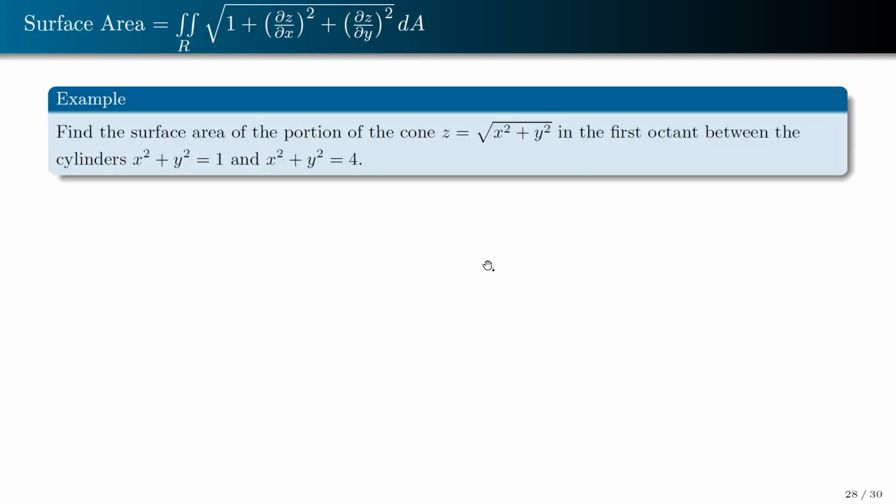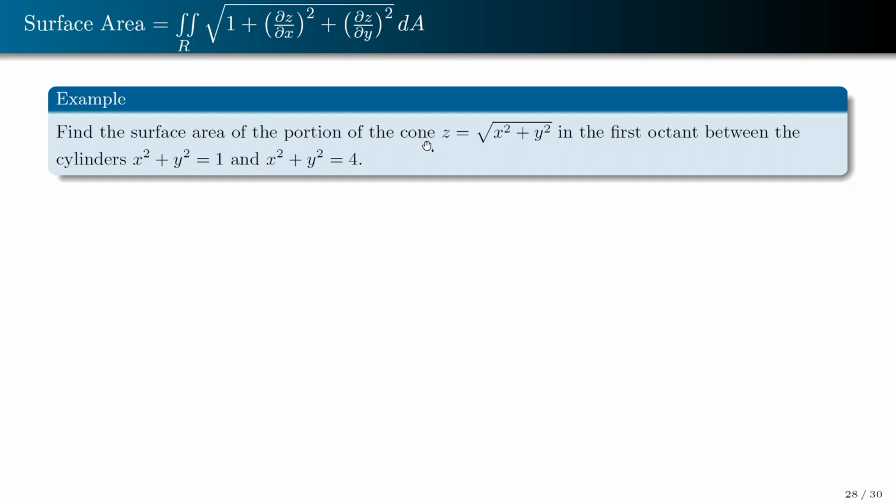Okay, as another example, let's find the surface area of the portion of the cone z equals square root of x squared plus y squared in the first octant between the cylinders x squared plus y squared equals 1 and x squared plus y squared equals 4. Okay, so dito, kung mapapansin nyo, walang region in the xy plane na binanggit dito. So, para ma-apply itong formula, well, alam na natin yung z, portion daw nitong cone. So, ibig sabihin, ito na yung applyan natin ng formula dito sa integrand. So, ang kailangan na lang natin malaman ay yung region R.